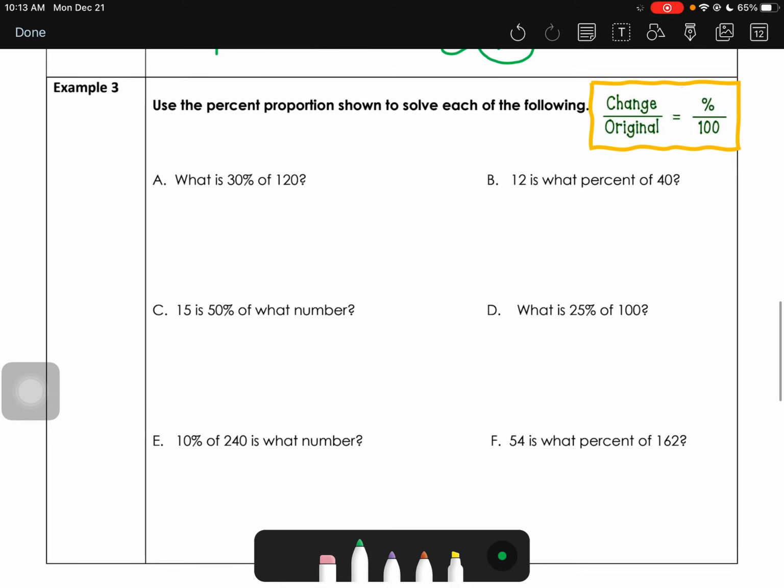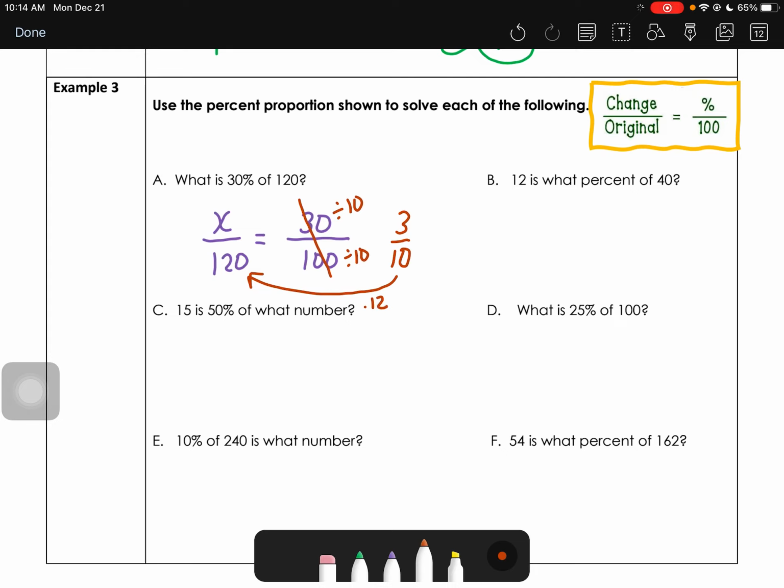Okay, percent proportions to use. All right, so this time we have the change over the original number is equal to percent over 100. So always we know the 100, and we put the percent over that. And we don't know the change, but we know the total is 120. So if we simplify, we could divide both of these by 10, which would give us 3 over 10. Then we could multiply this one by 12, and we would get 36. 12 times 3 is 36.